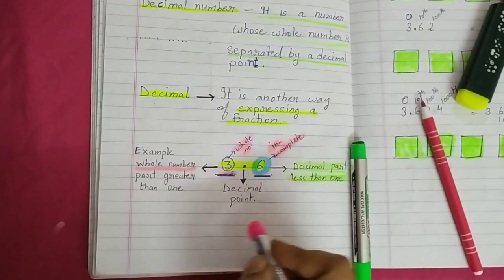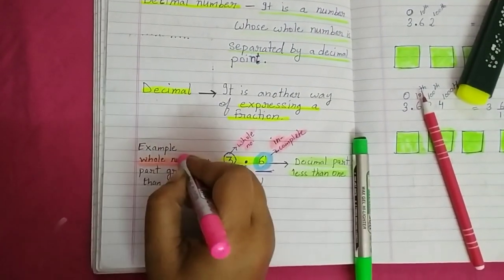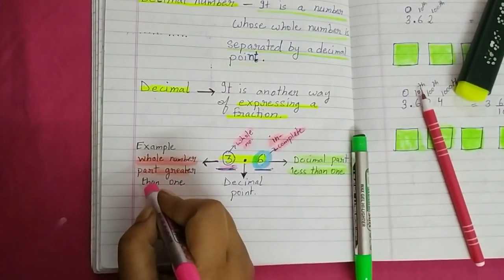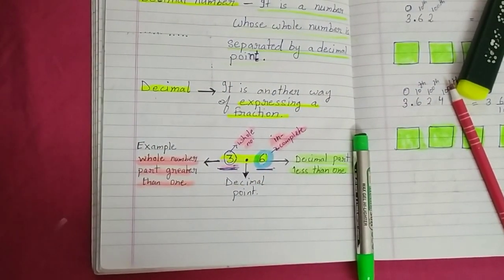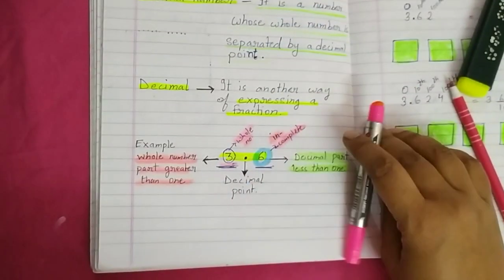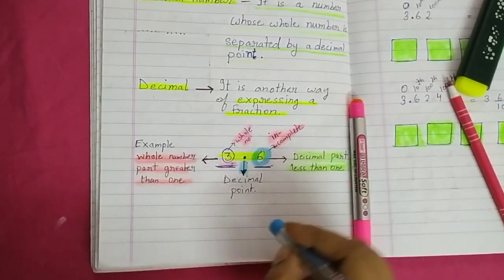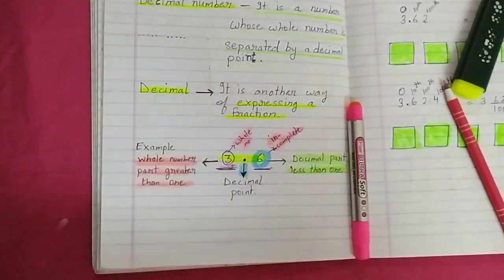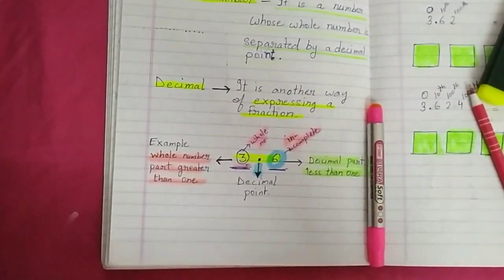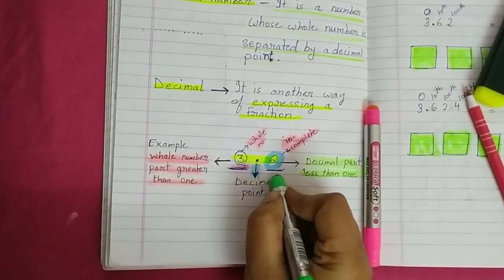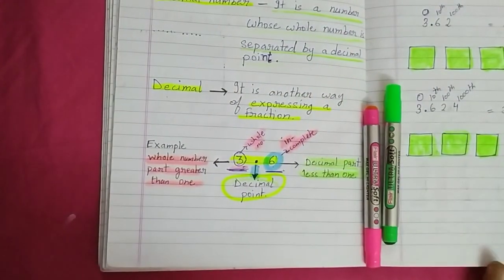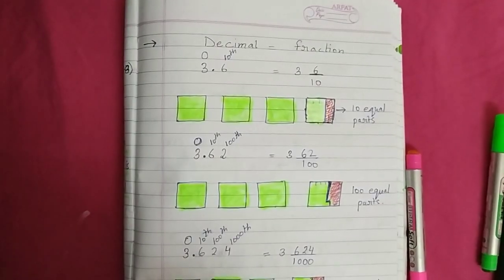And the whole number, on the left hand side, is the greater part. That means it will always be 1 or greater than 1. This is clear. And what is this point, children? This is the decimal point. Now, this much is clear.